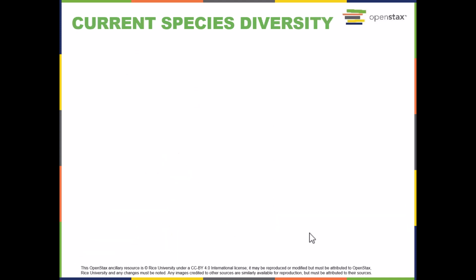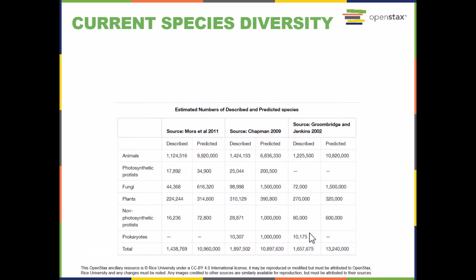What does the current species diversity look like? So here we see a table of estimated and predicted numbers of species. Remember, we haven't seen everything.